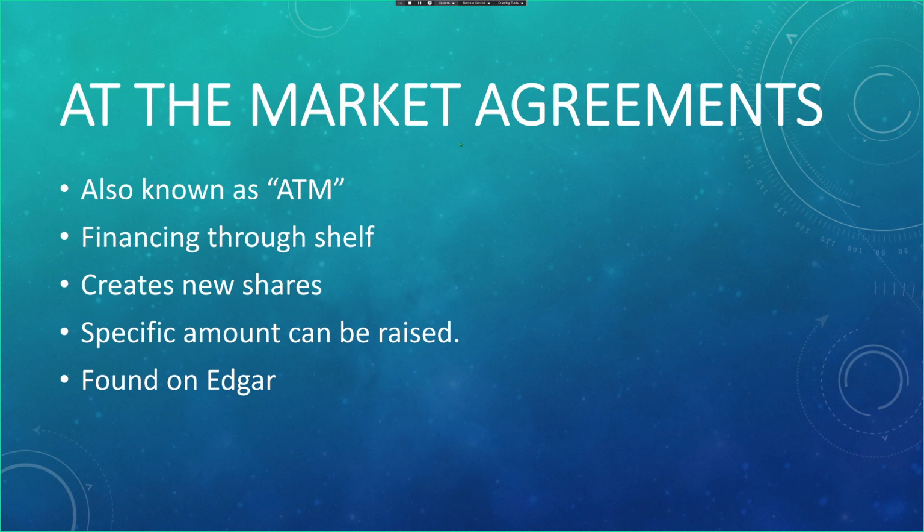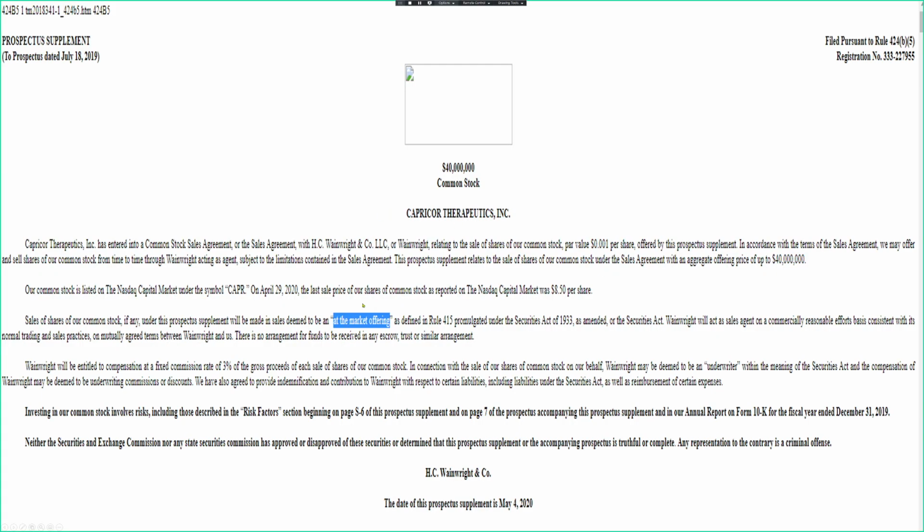All right. So, an at the market agreement, also known as ATM, financing through a shelf creates new shares. The specific amount that can be raised can be found on EDGAR. So you'll hear me say, hey, they have an ATM of 30 million, and of that 30 million they've used 20 million, so they can use another 10 million, right? So an ATM is just saying, hey, sales of our shares of common stock under this prospectus supplement will be deemed an at the market offering. Now, how much can they raise? Well, this one is 40 million right here. So they have a 40 million ATM, and that means that they can sell their shares of stock.